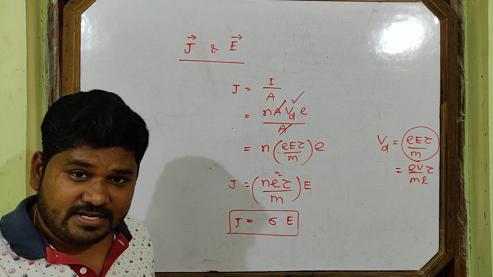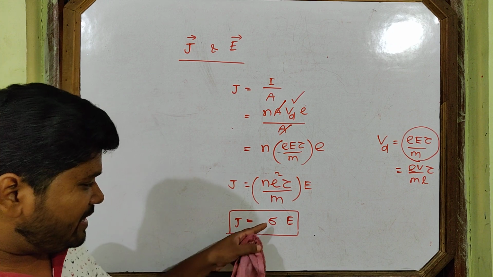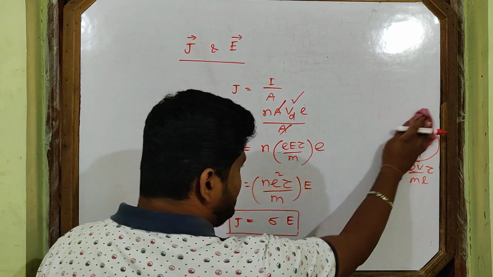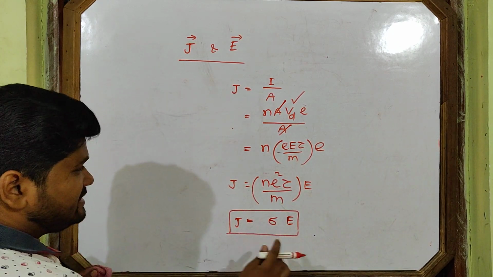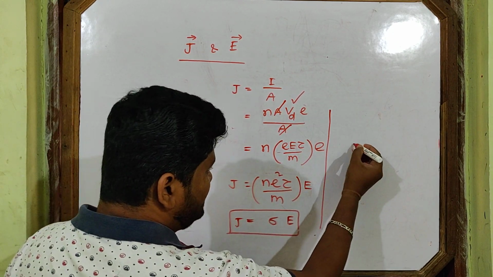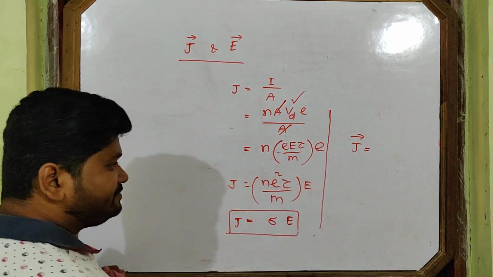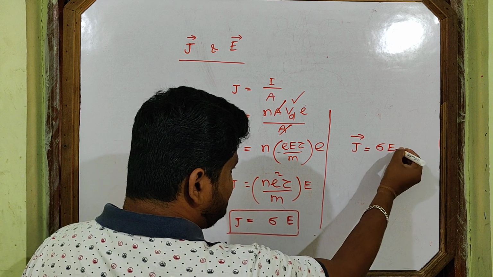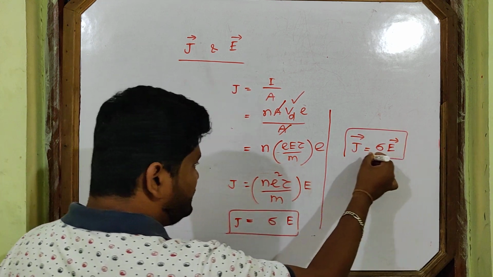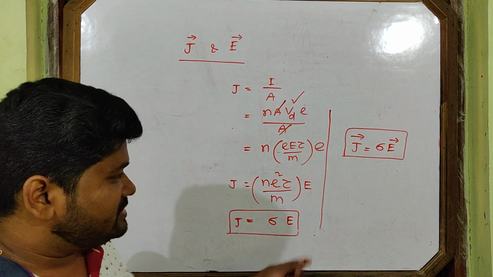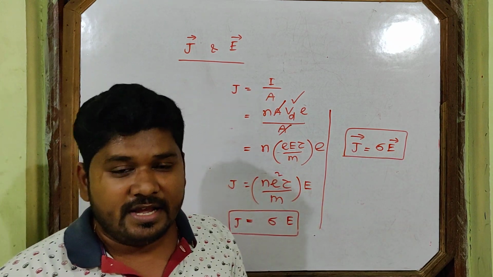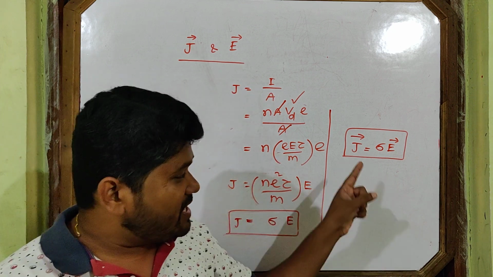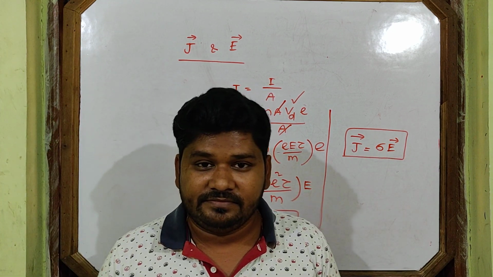I hope you understand. But I want to write this relation in vector form. If I write this relation in vector form, then what will happen? J vector. This J is a vector quantity. Sigma is a scalar, but E is a vector. So I write this relation in vector form. J vector is equal to sigma E vector. This is the vector form of the relation between J and E.